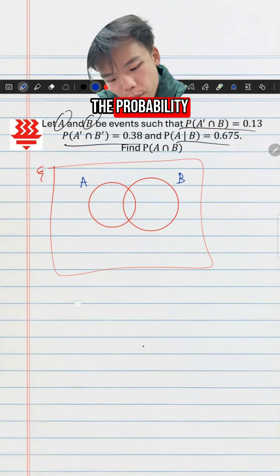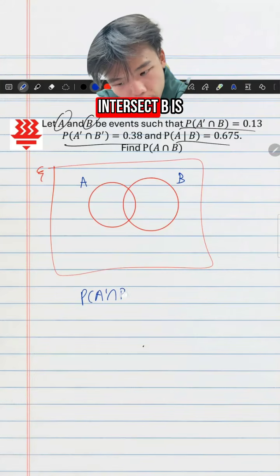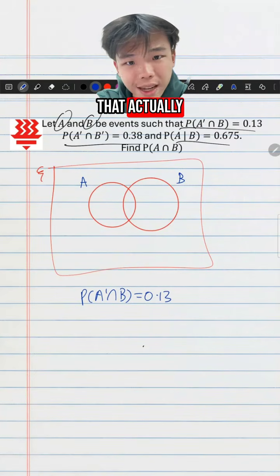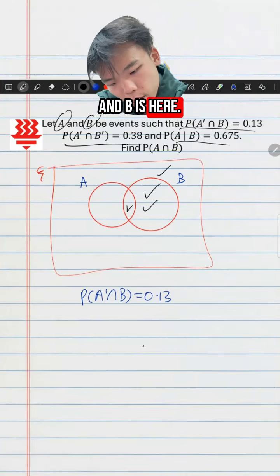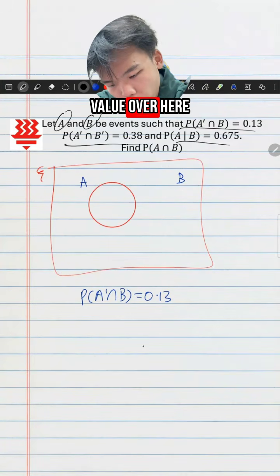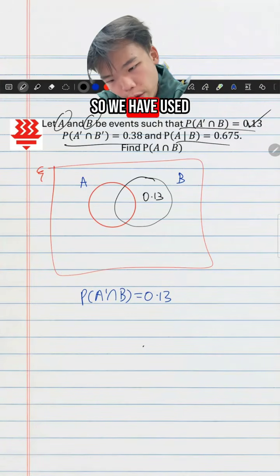So given that the probability of A prime intersect B is 0.13, where does that actually fit inside the Venn diagram over here? So A prime is here and B is here. See, if you want to find the intersection, that means this value over here is 0.13, right? So we have used up the first information.